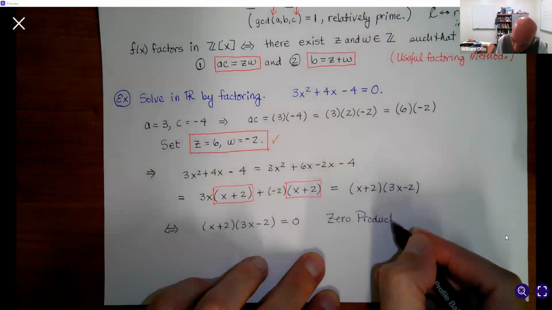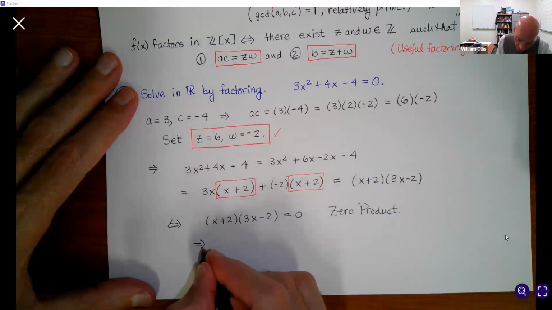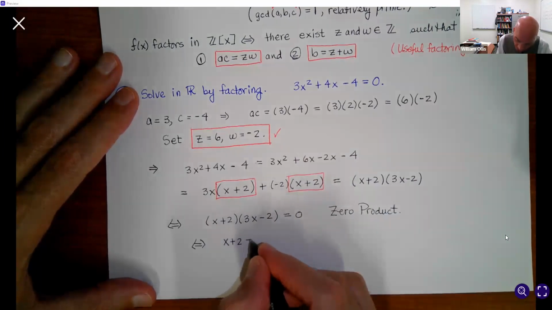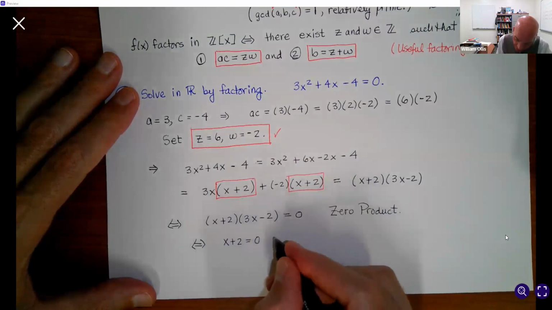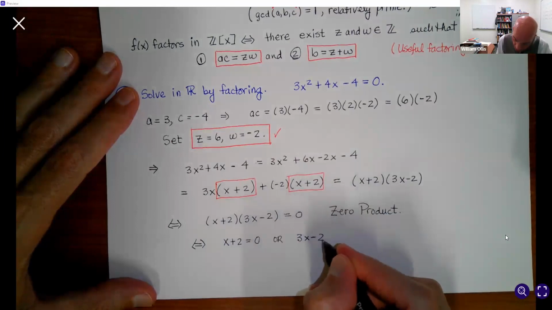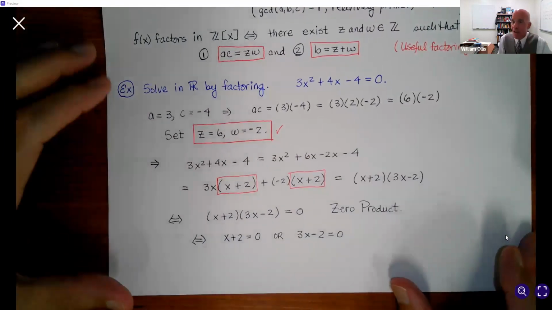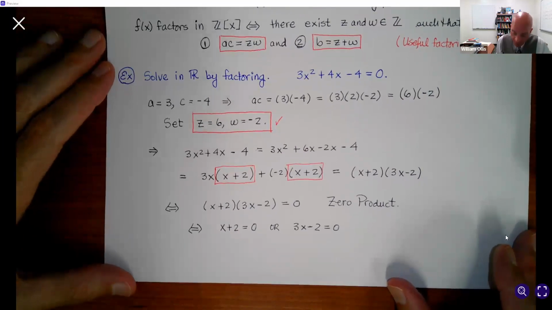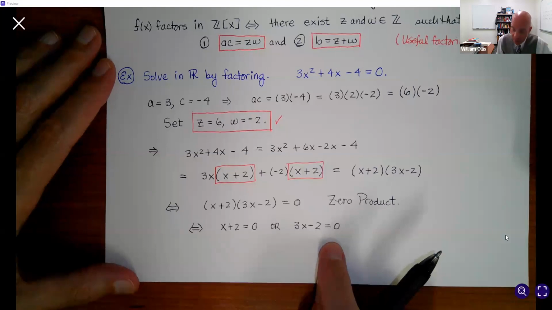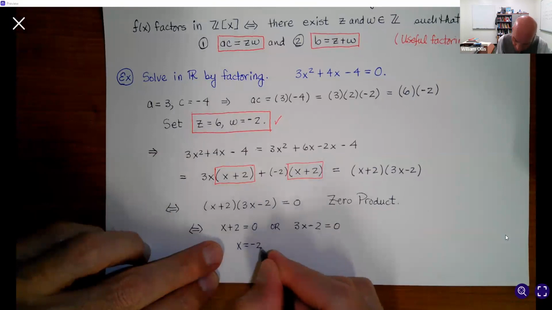A very useful result. So we can set each factor to 0, or you could just do a little visual, but it's good to write this down. So x plus 2 must be 0, or 3x minus 2 must be 0. That is, remember, the zero product says at least one of the factors must be 0. And what we're going to see is that with each factor, we get a different value of x. So in the first case, we get x equal -2.